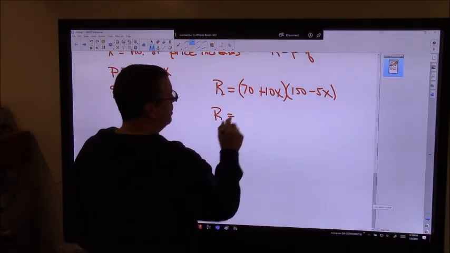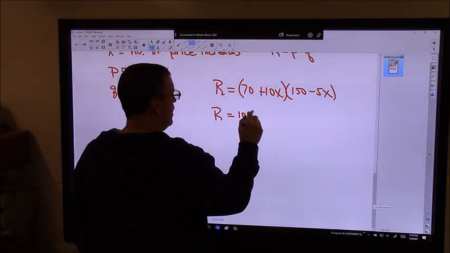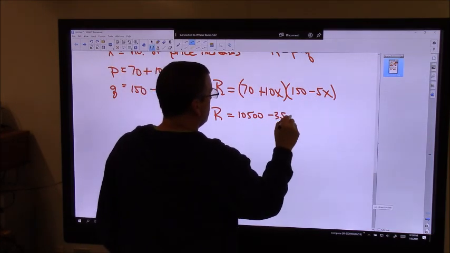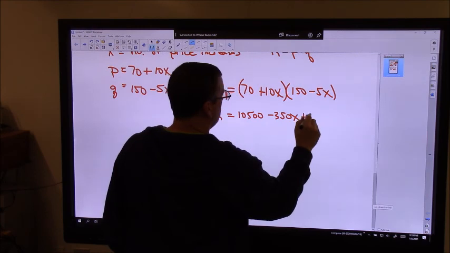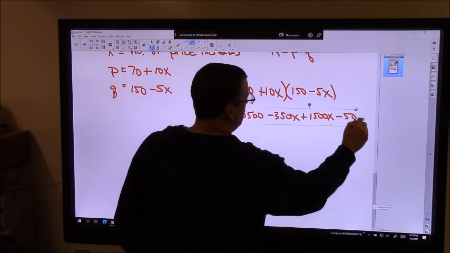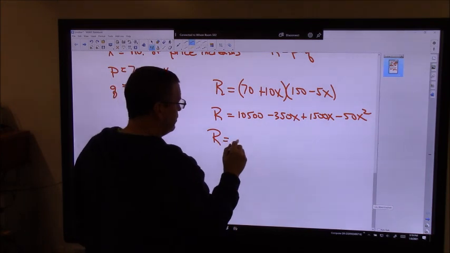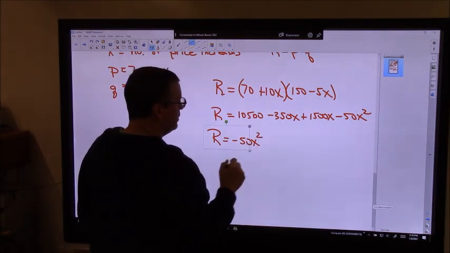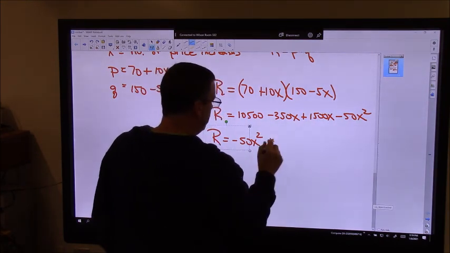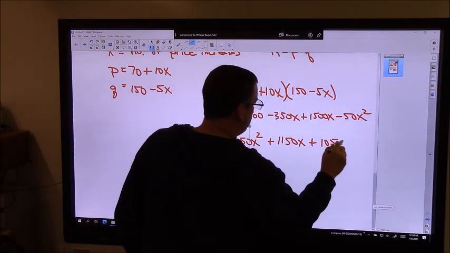So the revenue is going to equal, what is that? 105 followed by 2 zeros, and then minus 350x plus 1500x minus 50x squared. So that means revenue is a negative 50x squared. If I put these two together, I would get a positive 1150x plus 10,500.